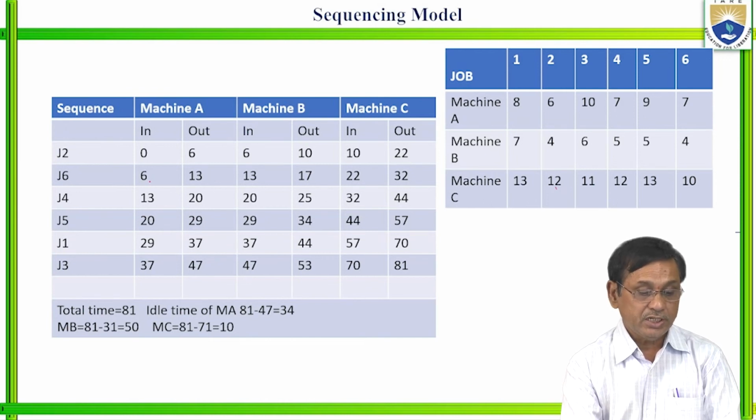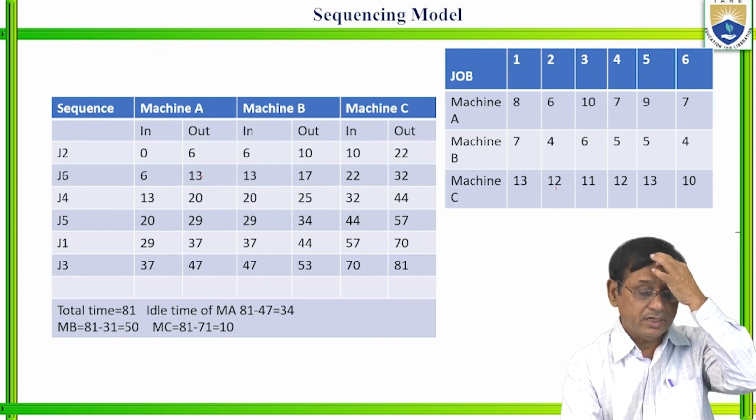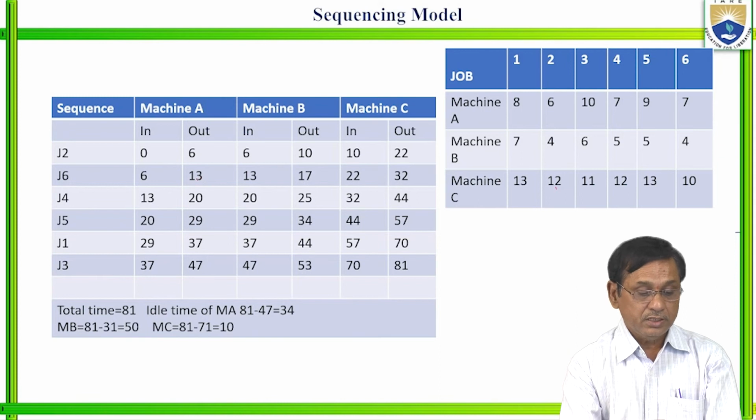J6 enters machine A after 6 hours and the time required is 7, so it will be completed after 13 hours. This J6 job enters the second machine, that is machine B, after 13 hours because J2 is completed after 10 hours, so we can send J6 to machine B. The time required is 4 hours, so it will be finished by the 17th hour.